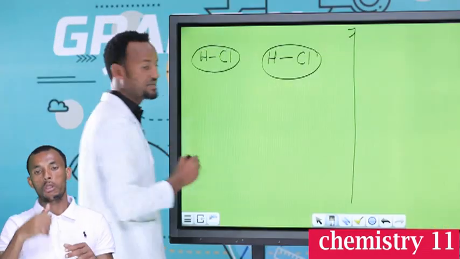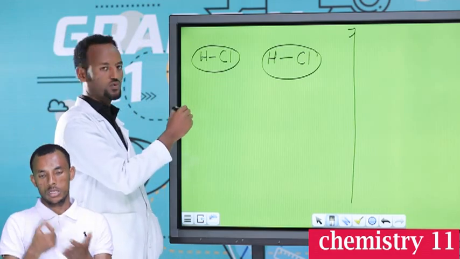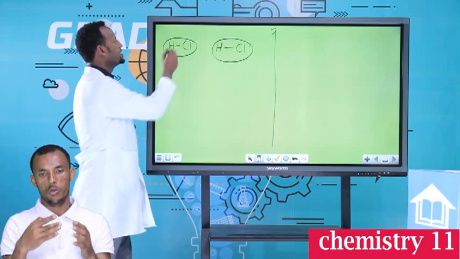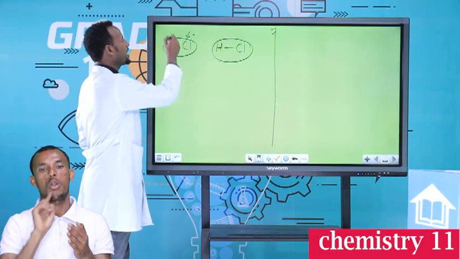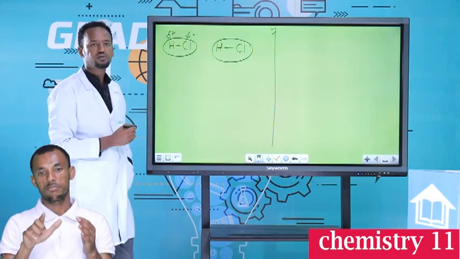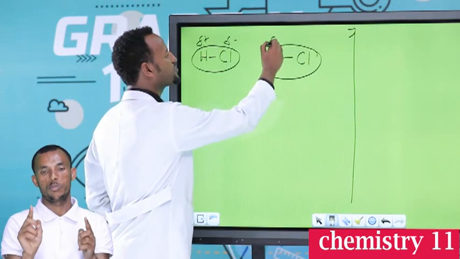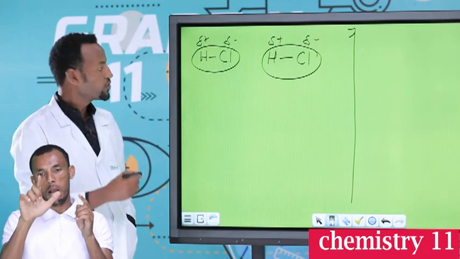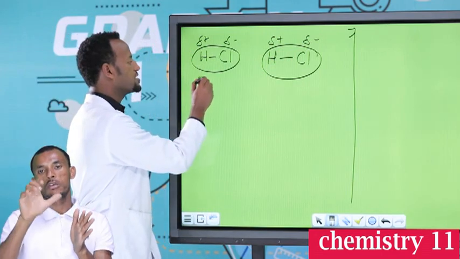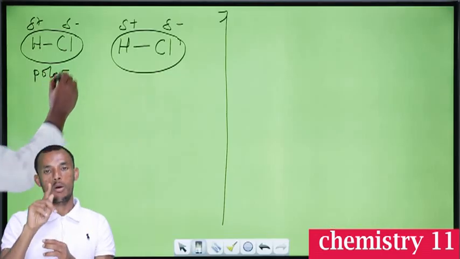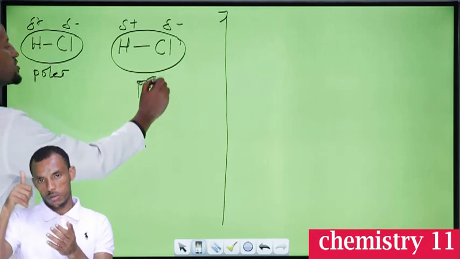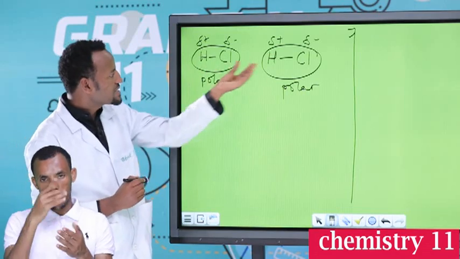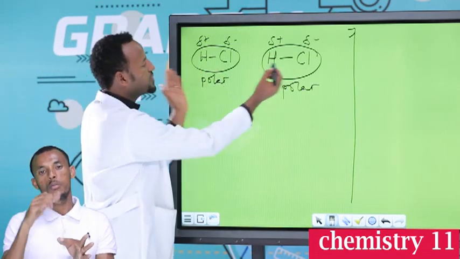Now, as compared to hydrogen and chlorine, which one is the most electronegative element? Chlorine. Therefore, chlorine is partially negative, hydrogen is partially positive. Again here, hydrogen is partially positive, chlorine is partially negative. You know HCl is polar. Therefore, this is polar. This one again polar. Both are polar. This is one molecule. This is another molecule. Force of attraction between these two molecules.